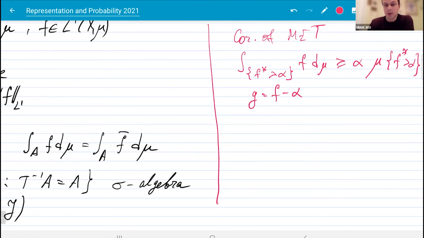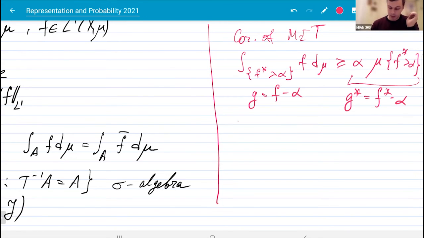Yes, because when you take this g, you can just put this as an integral of alpha over the same set, put it to the left and take the integral of g, and then you can observe that f star and g star are also related by this. So this is trivial.